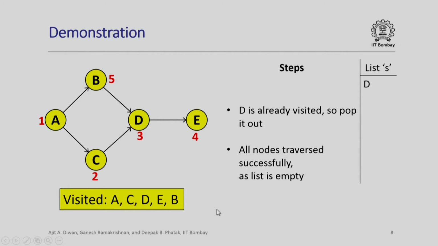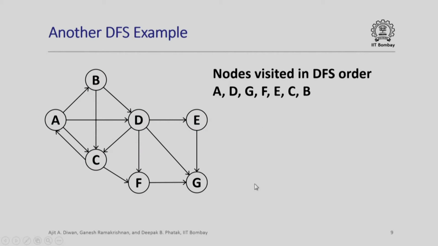Here is an example of a slightly more complex graph with so many edges. It has A, B, C, D, E, F, G as the nodes, and it has multiple edges between these nodes. I request you to do exactly the same kind of demonstration that you have seen in the previous slides, to actually construct the sequence in which these nodes are visited and confirm that the depth first search order will give you A, D, G, F, E, C, B in that order.